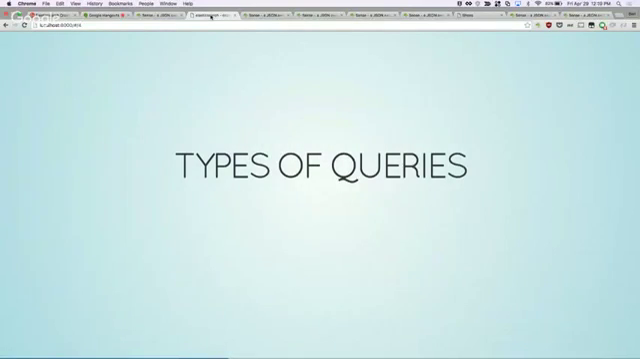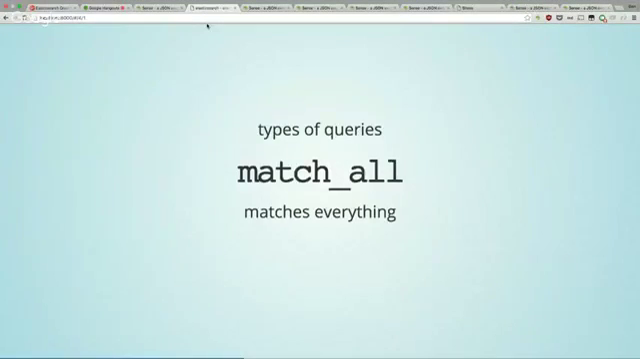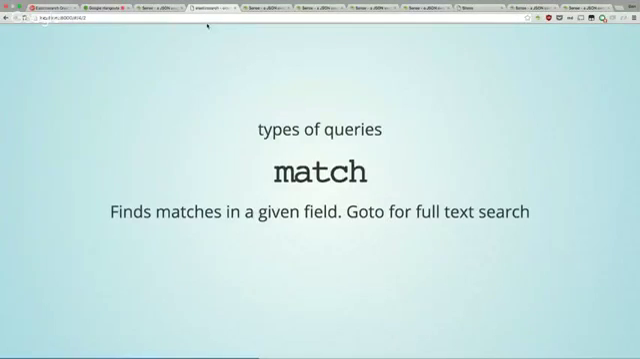So I kind of alluded to this before with the body of the GET request. So match all, that's the default, and it will just match everything. So match. Match is your go-to for a full text search. So you pass in keywords and a field that you're searching against, and it will give you everything back. So let's take a look at an example of that.